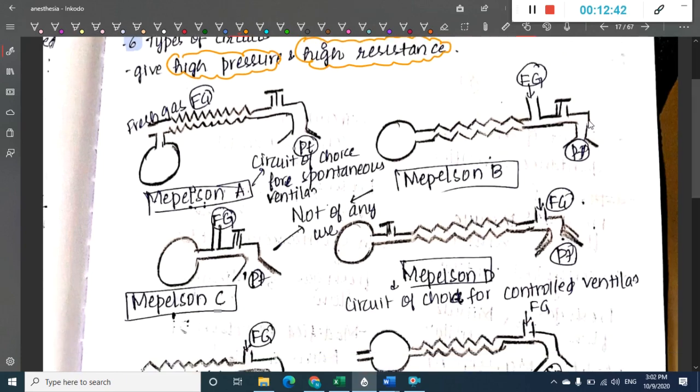Now if you see Mapleson A, only the catching points which you should remember I will tell you. Here this is the patient side, right? So one thing is Mapleson A is the circuit of choice for spontaneous ventilation. You should remember this. Here fresh gas is away from the patient. You just remember this one thing in Mapleson A, fresh gas flow is away from the patient.